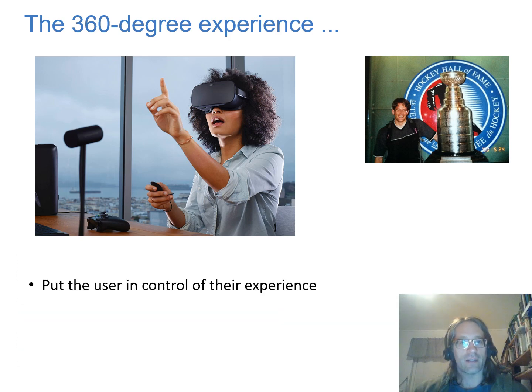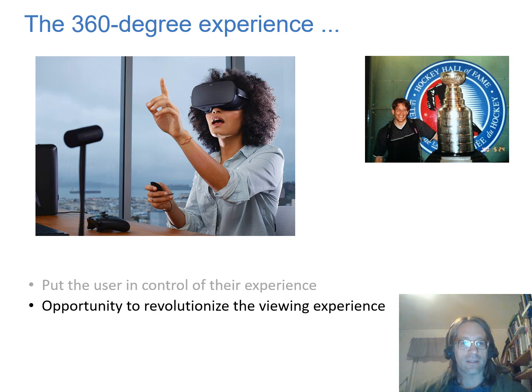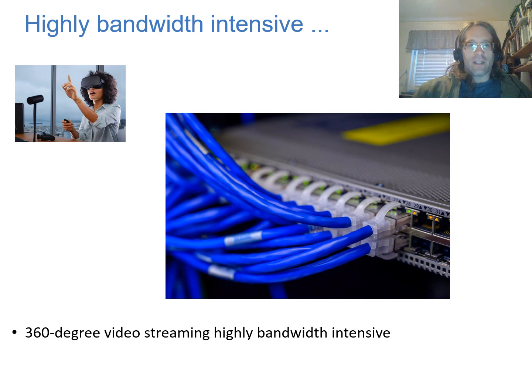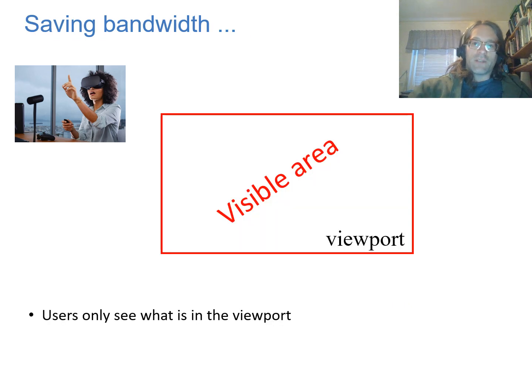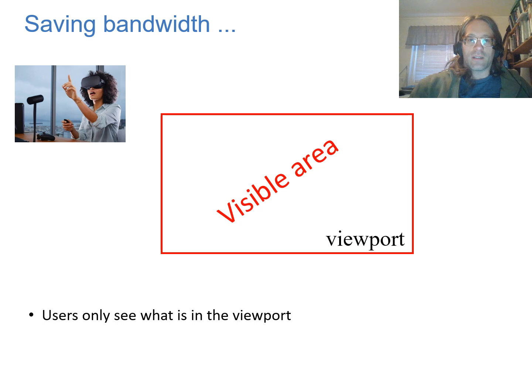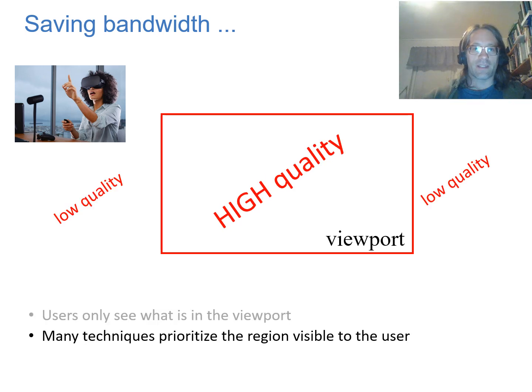360-degree video and virtual reality more generally put the user in control over their experience and have the potential to revolutionize our user experiences. However, it's highly bandwidth intensive, and because of that, it's important to identify and understand bandwidth saving opportunities. Much of the research that has tried to identify such opportunities has leveraged that the user only has a limited visible area that it's viewing. This is called the viewport. Typically these works prefetch a high quality in the direction of the viewport and a lower quality in other directions.